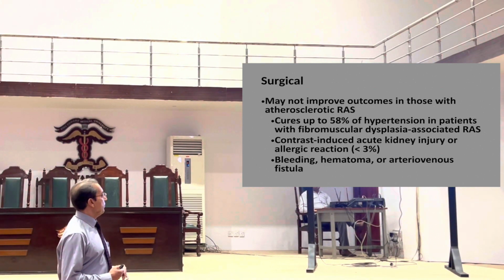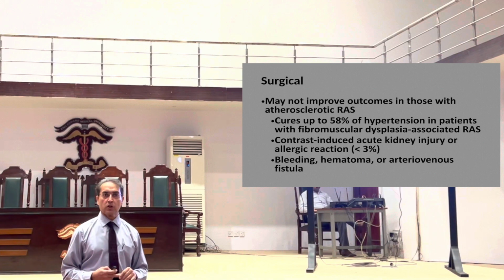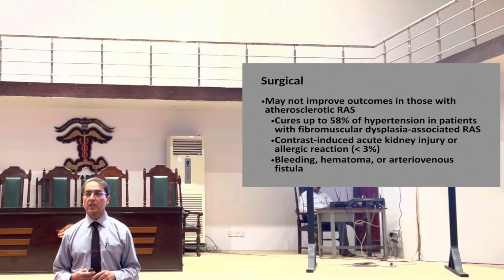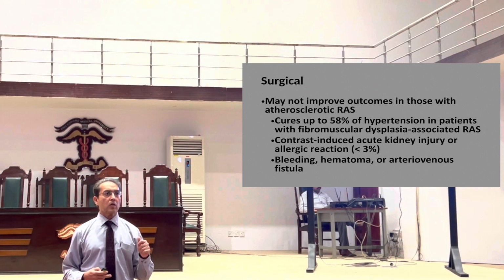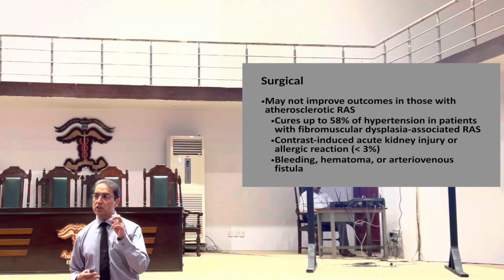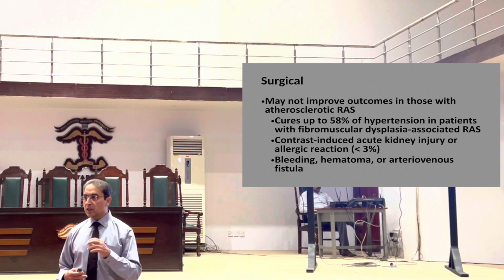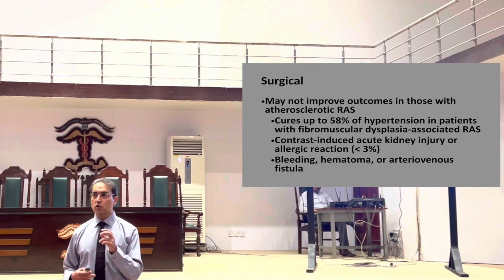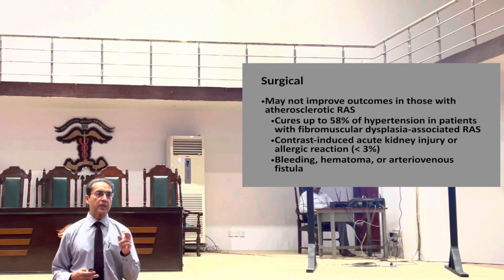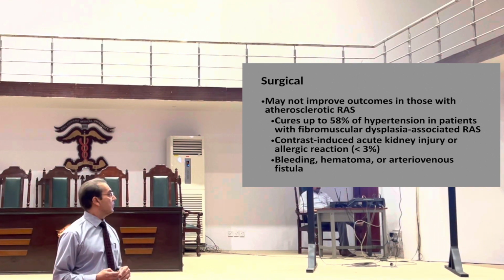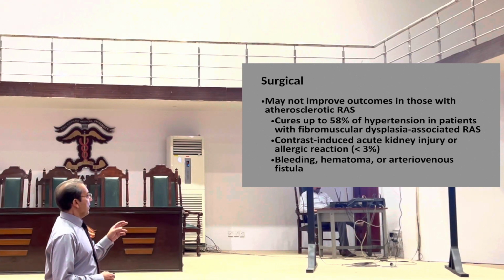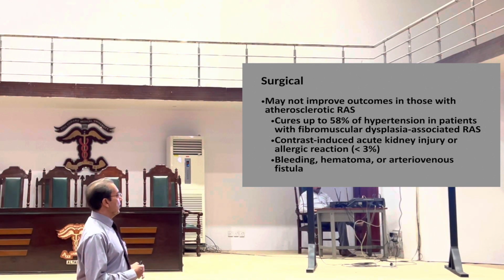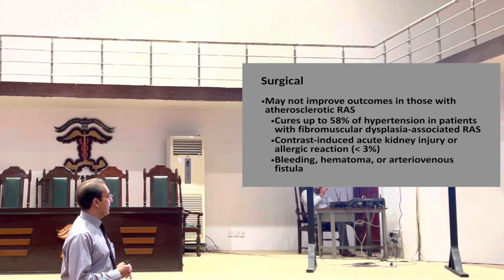Surgical treatment may not improve outcome in those who got atherosclerosis. The result is very good in fibromuscular dysplasia. In atherosclerosis, the problem is that multiple branches of the renal artery may be involved. So surgical treatment of one may not be effective. So you have to do treatment in multiple segments of renal artery branches. Cures up to 58% hypertension in patients who got fibromuscular dysplasia.